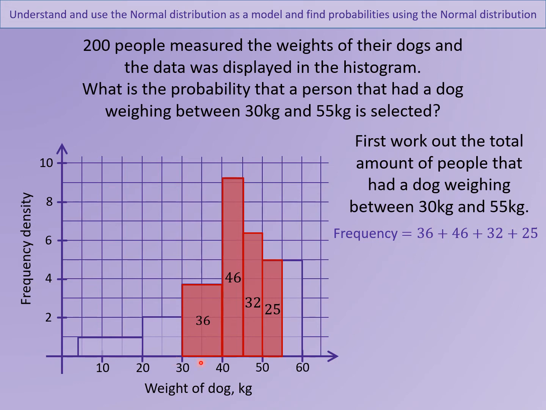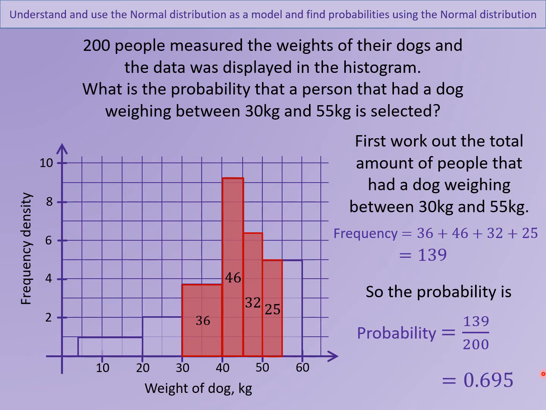So there's a bit of guesswork on your part. 10 times roughly 3.6, 36. So if you've got those slightly off, it doesn't matter. And then 139 people had dogs weighing between 30 and 55. You may have a slightly different answer to that, but it shouldn't be far off. So the probability is going to be 139 out of 200. So a probability of roughly 70% is the probability of getting a dog between 30 and 55.